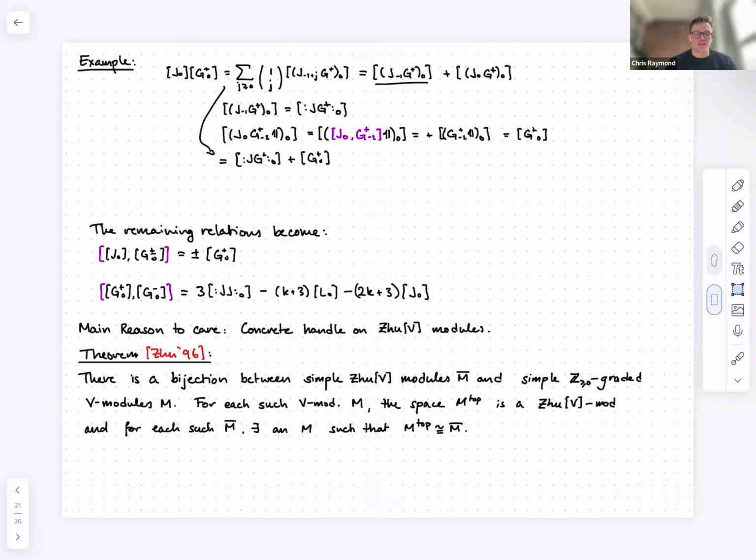But at the end of the day, what we want is the modules of this algebra, right? The reason for that is nicely encapsulated by Zhu's original theorem. That theorem is that there's a bijection between simple Zhu modules, which I've written as M bar, and simple N-graded V modules M. The idea of this correspondence is that if I have such a V module M, then the top space of that module is very naturally a Zhu module, and correspondingly, if I have such a Zhu module, then there exists some way of inducing that thing to a V module such that the top space is isomorphic to the thing that I started with, right?